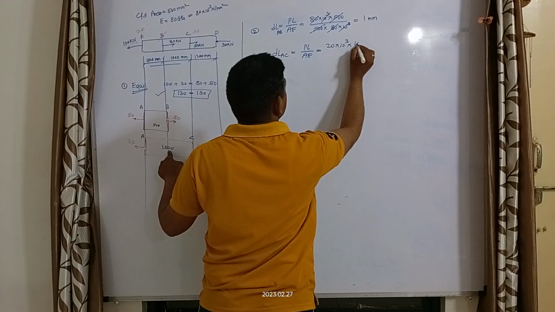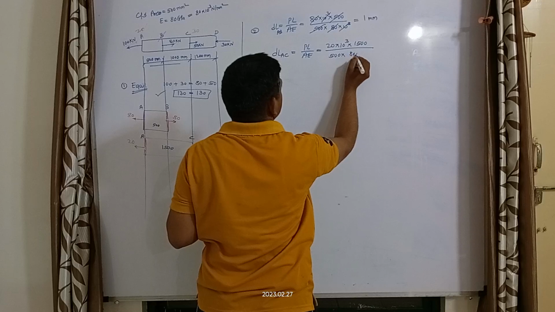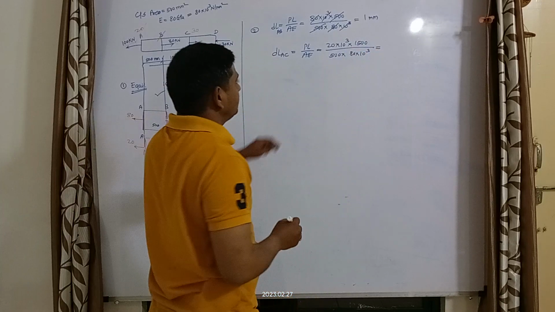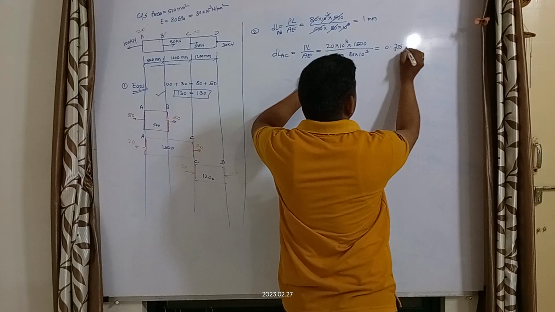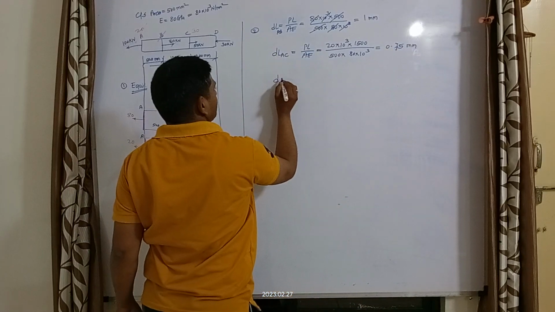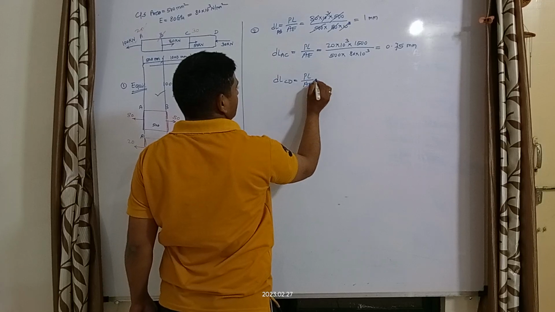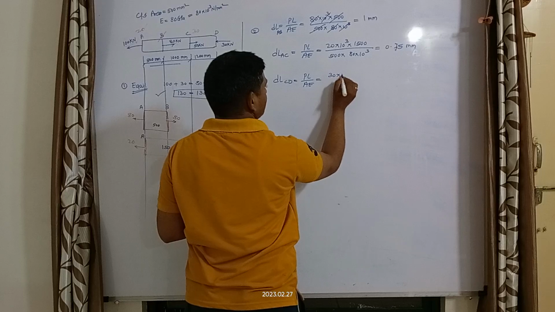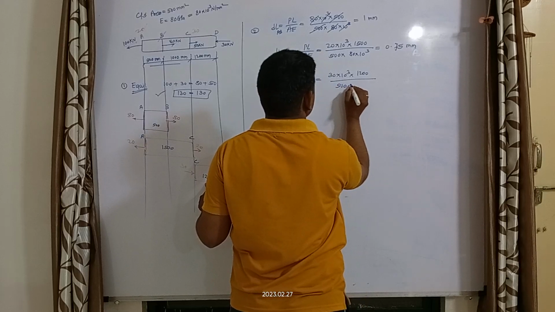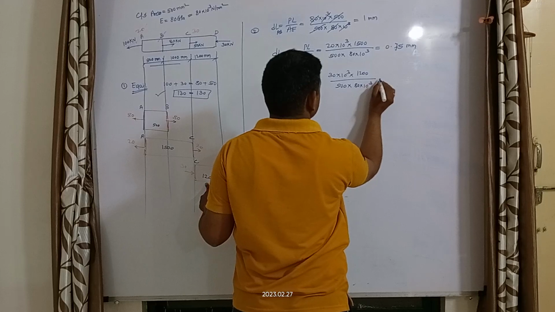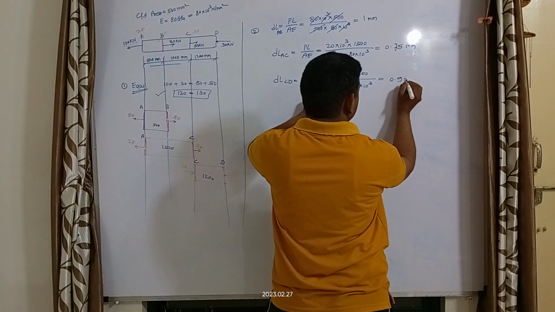L is 1500 divided by area, which is 500, and E is 80 into 10 raised to 3. We can easily calculate this in a calculator, which gives the result as 0.75 mm. Now lastly we can calculate the change in length for the CD section. PL by AE. P is here 30 kilonewton into 10 raised to 3. L is 1200. Area is 500. E is 80 into 10 raised to 3. We can calculate this in a calculator, which will give the result as 0.9 mm.